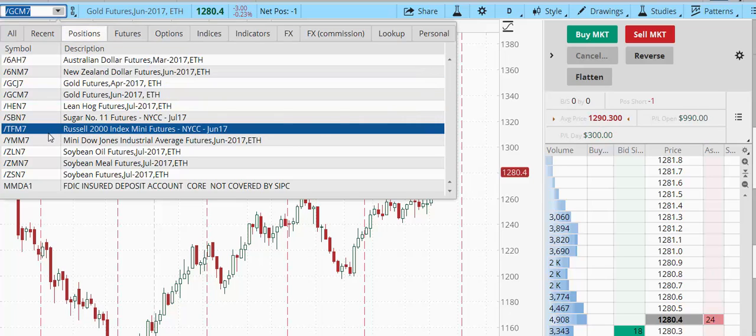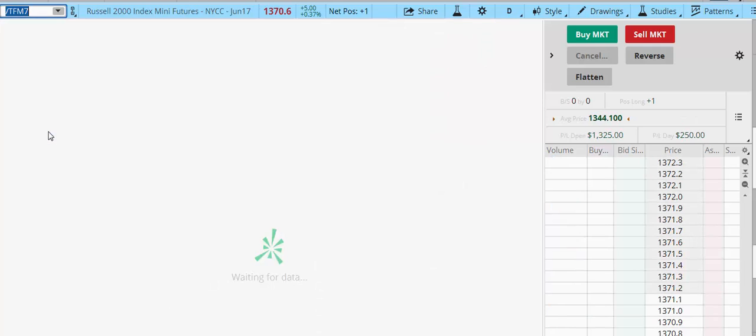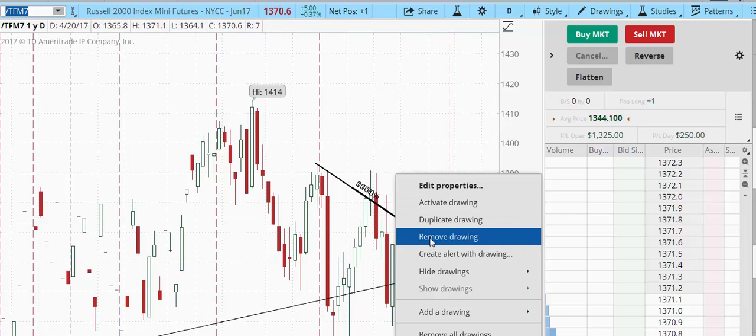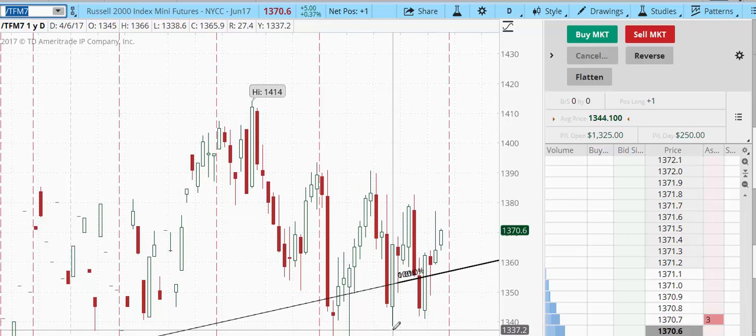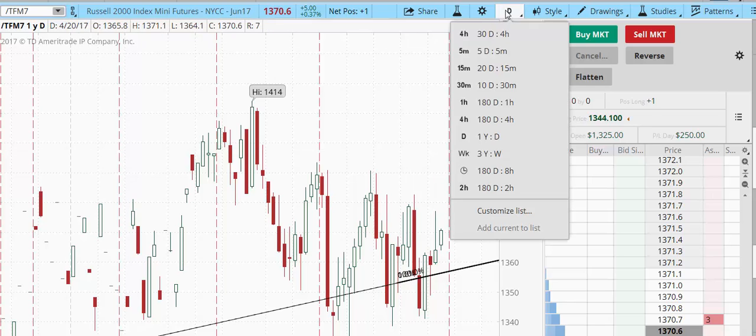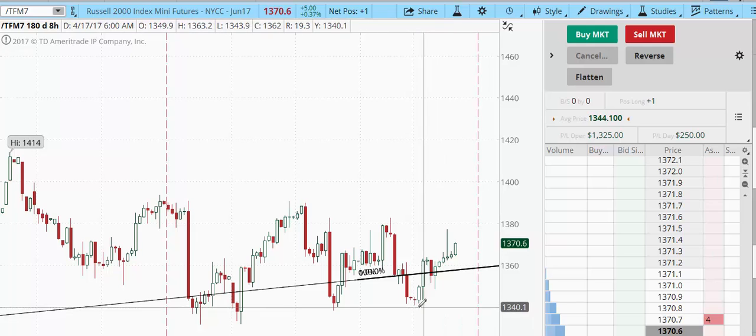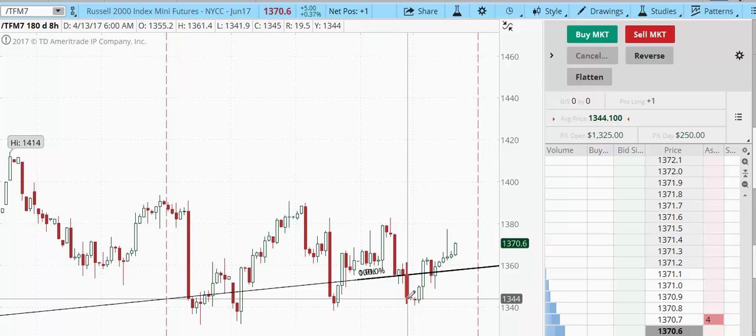Okay. Now remember, TF was the Russell, right? Let's take a look. Okay. Well, there's a bunch of lines on here. Okay. So move drawing, same kind of thing. Let's turn this into an 8-hour chart. Okay. There we go. So when the Russell was down here, 344.10. 344, right around here.